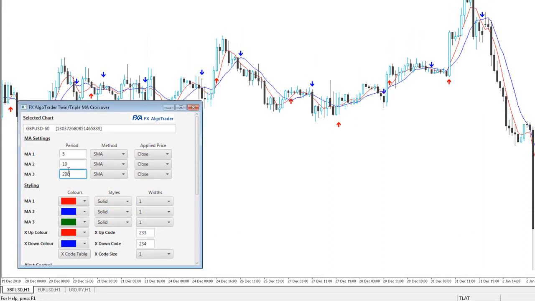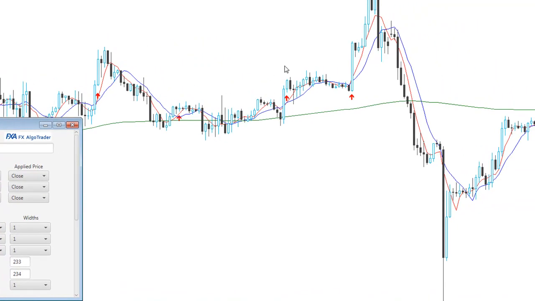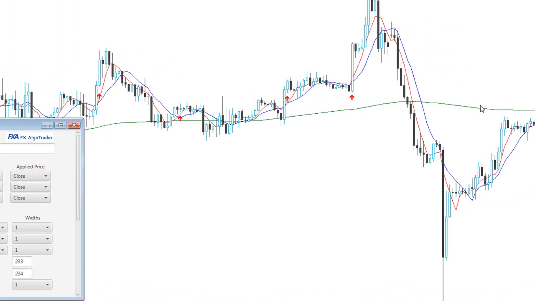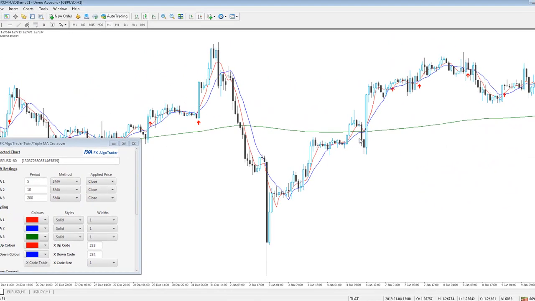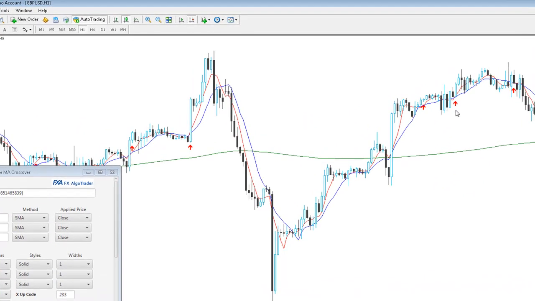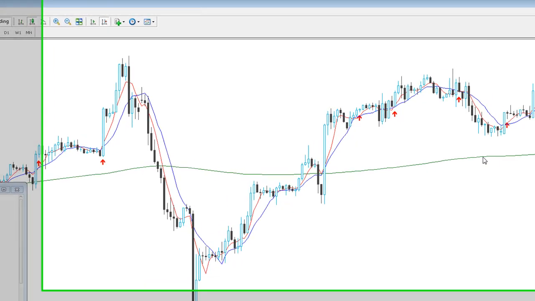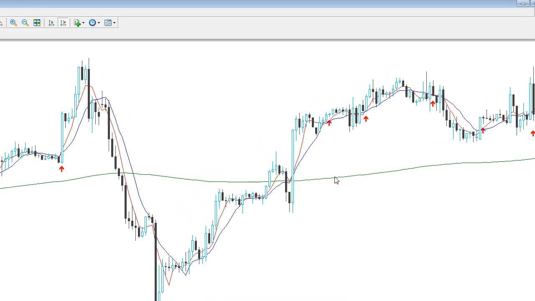So if I put a 200 period moving average onto this chart, the system that I'm using here automatically filters out moving average crossovers which are not in compliance with the long-term trend. So what does that mean? So the 200 period moving average is this line here, this smoother line you can see here.